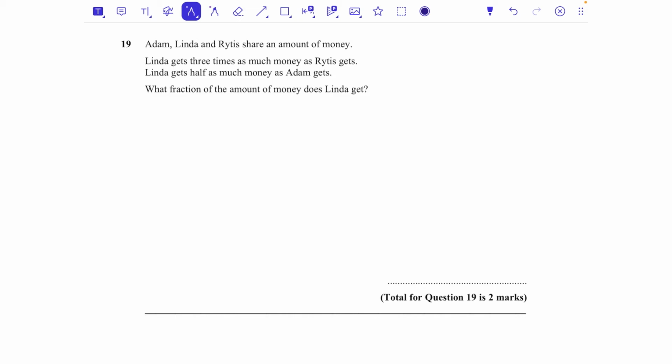So when that happens, it's quite helpful to just say, well, let's give one of them £1, and then we can work out the rest. So Linda gets 3 times as much as Ritis. So Linda's getting more than Ritis, and Linda gets half as much as Adam. So let's go with Ritis, I think, is getting the least here, isn't he? So let's give Ritis £1. So we'll say Ritis is getting £1, and therefore we know that Linda is getting £3.